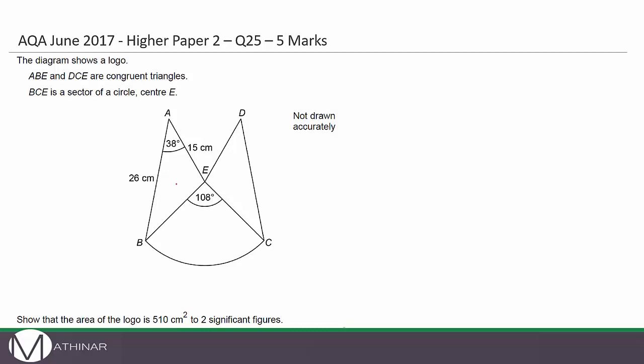So this is the logo, which is made up of 2 triangles, triangle ABE, triangle CDE, and sector BCE. And what we need to do is work out the area of these 3 and add them up. And hopefully that gives us an area of approximately 510 centimeters squared to 2 significant figures. So let's start off by looking at triangle ABE. So I want to work out the area of the triangle.